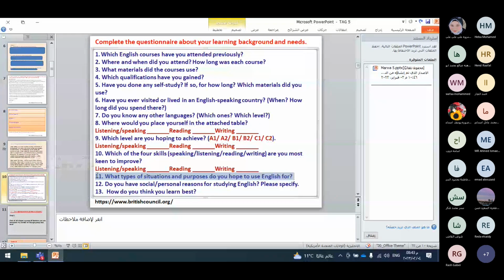Okay, Ms. Fatima, what types of situations and purposes do you hope to use English for? Okay, I hope to use English with my learners and communicate with them as native speakers, and I hope to see them as native speakers of English. Excellent. Thank you so much. That has been a very beneficial and fun conversation between you, Mrs. Fatima, and Mrs. Hind. You are so active today.